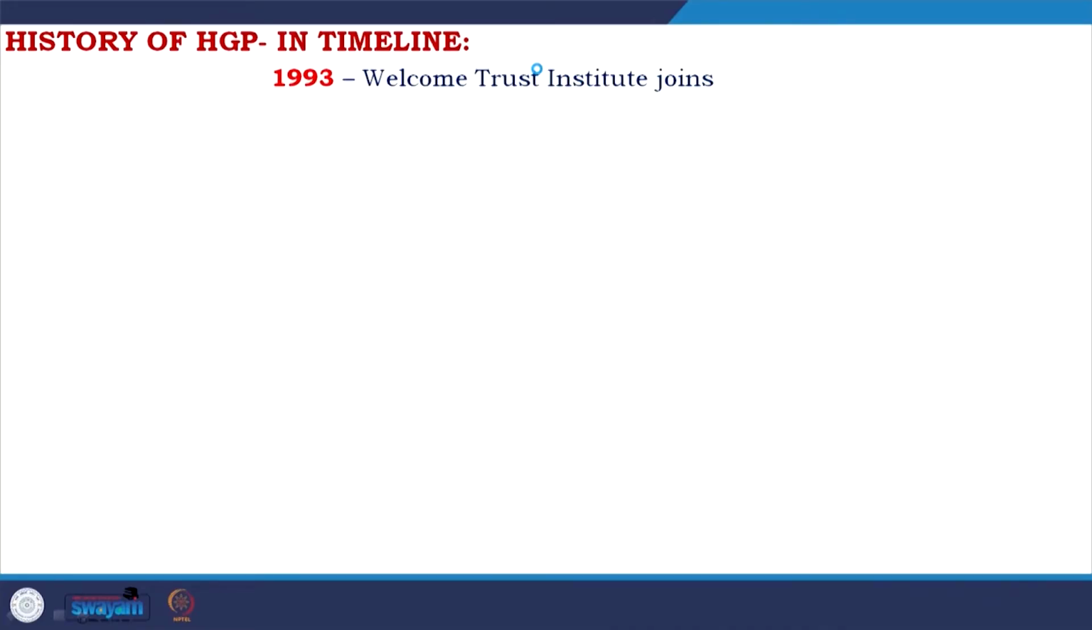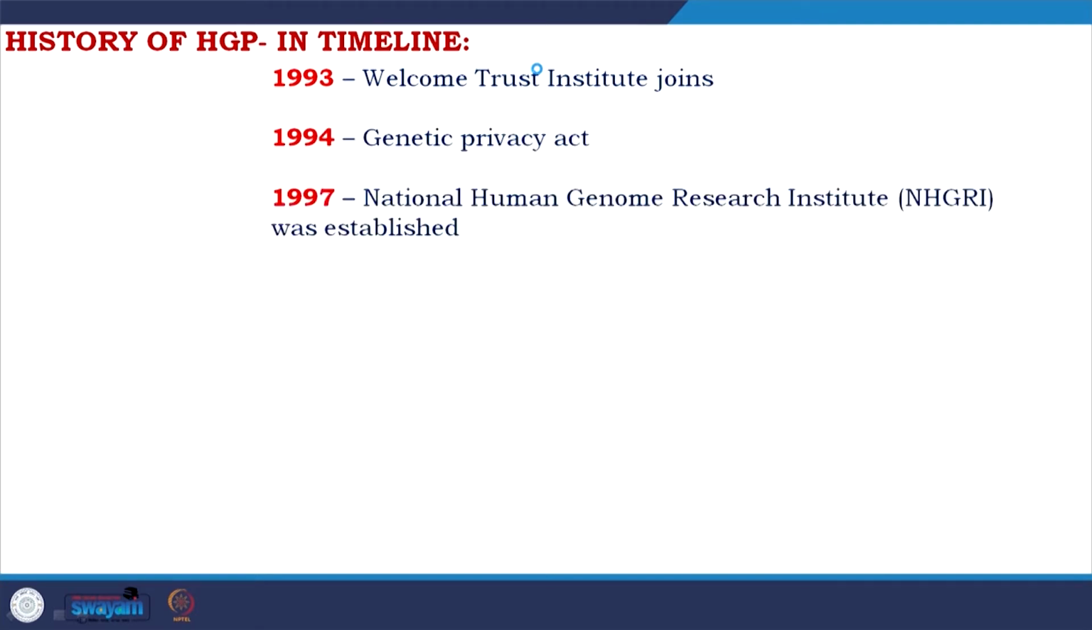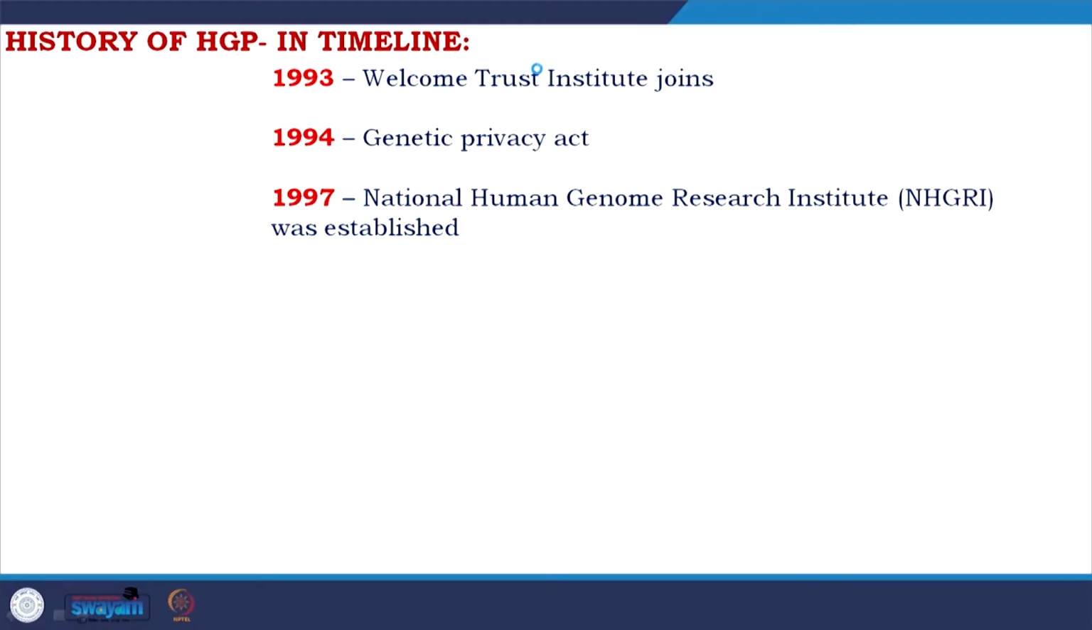1993, Wellcome Trust Institute joins. 1994, they developed the Genetic Privacy Act, because they had thought about the probable misdirection when they were doing the Human Genome Project. In 1997, the National Human Genome Research Institute, NHGRI, was established.